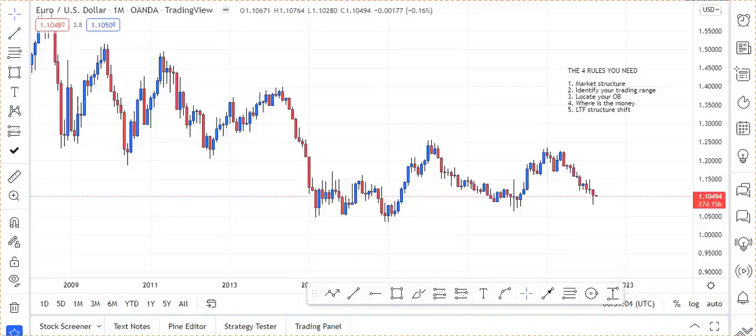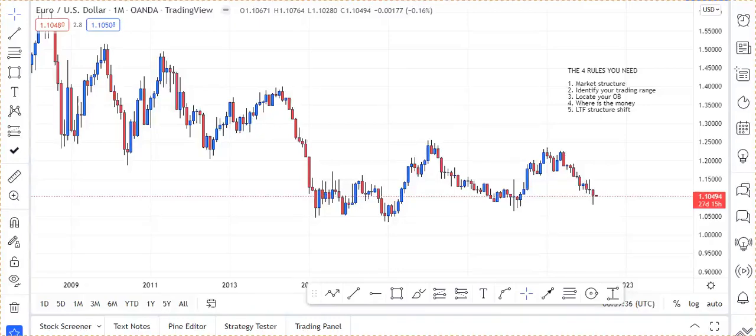So the number four rule is to understand your lower time frame structure shift. Take note, market structure shift. What do I mean? I mean that if on your higher time frame, like the H4 for instance, there is a bullish structure, you want to go to your lower time frame and also wait for a structure shift to go bullish in alignment with your higher time frame structure. Do you understand that? As simple as that.